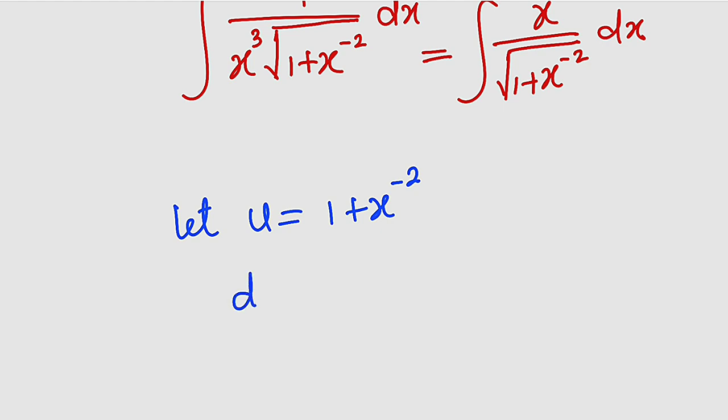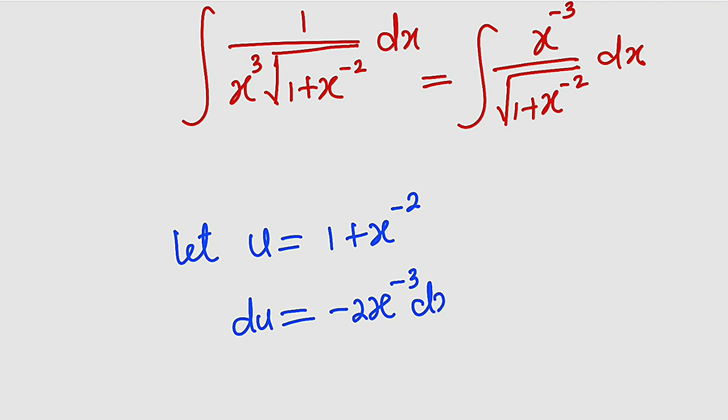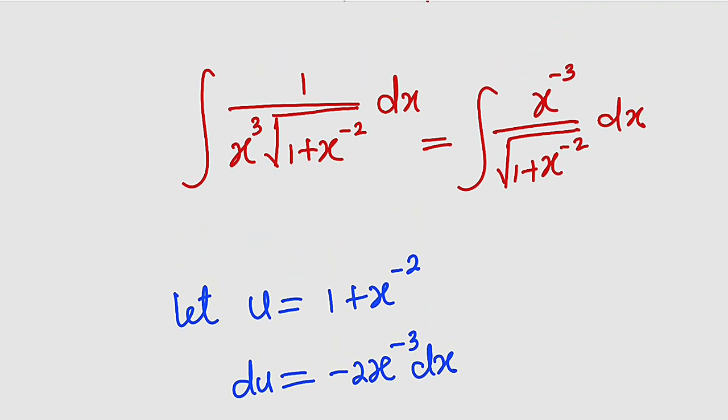To the left, du. To the right, the derivative of 1 is 0. And the derivative of this, the power of negative 2 will drop down to multiply x, and you're going to subtract 1 from the exponent. It becomes negative 3, dx. Now let us back substitute.